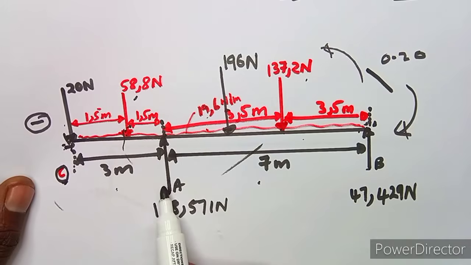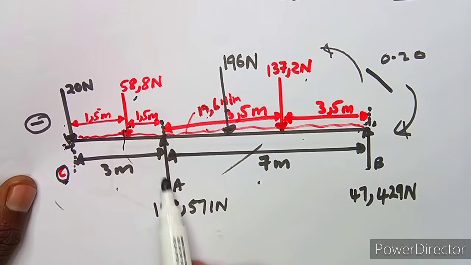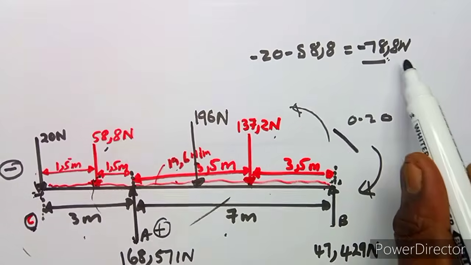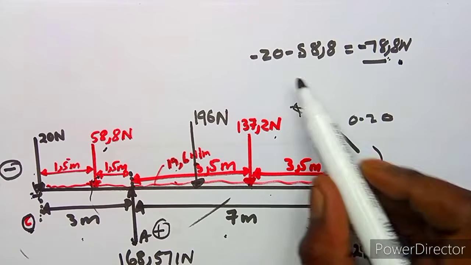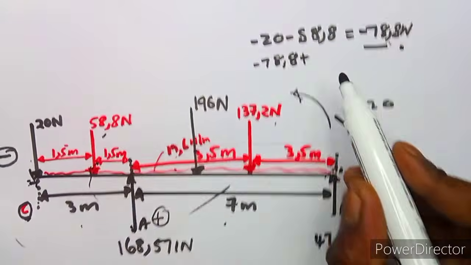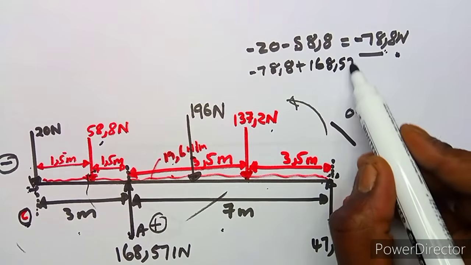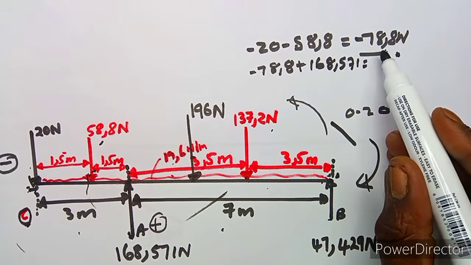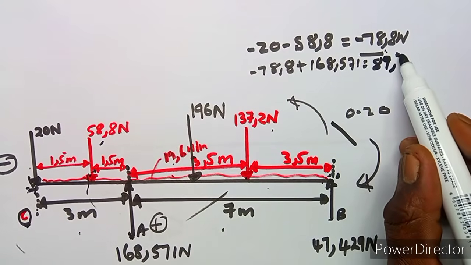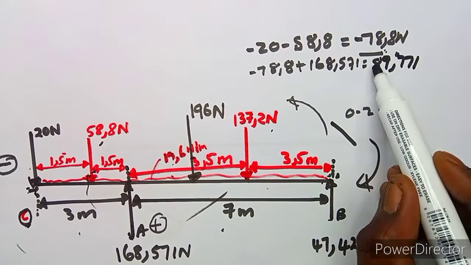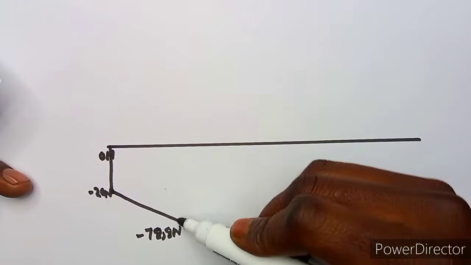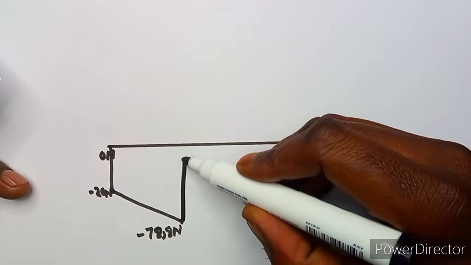All right, then we move on. We are now at A here, and at A there is a support, and we know that a support is positive because it's going up. So to this value that we were at now, at minus 78.8, we are going to add our support, which is 168.57, which is going to give us something like 89.771. So this is positive, so it's going up direct, and it's a support, so it's going direct up. So you draw using your ruler, guys, up direct there.